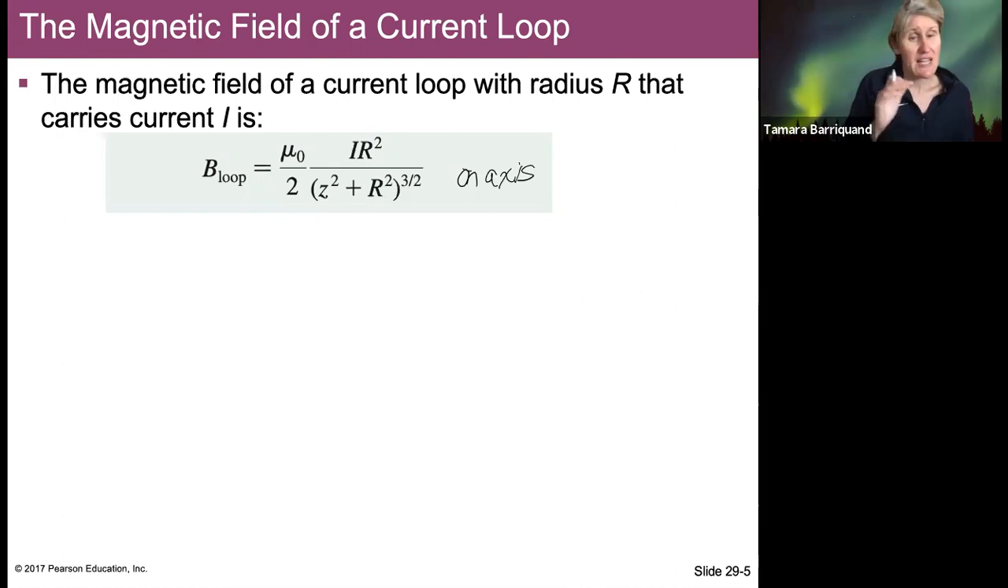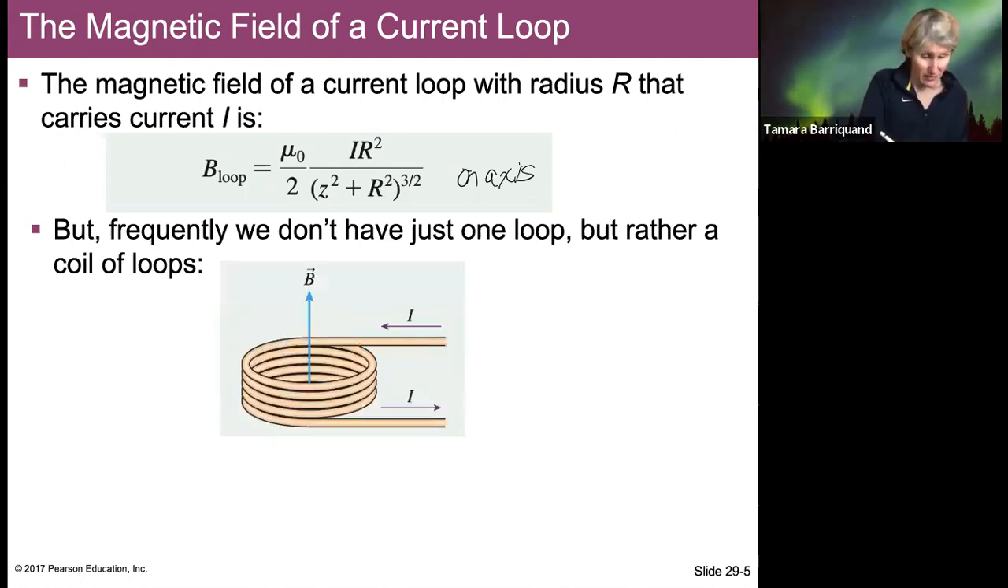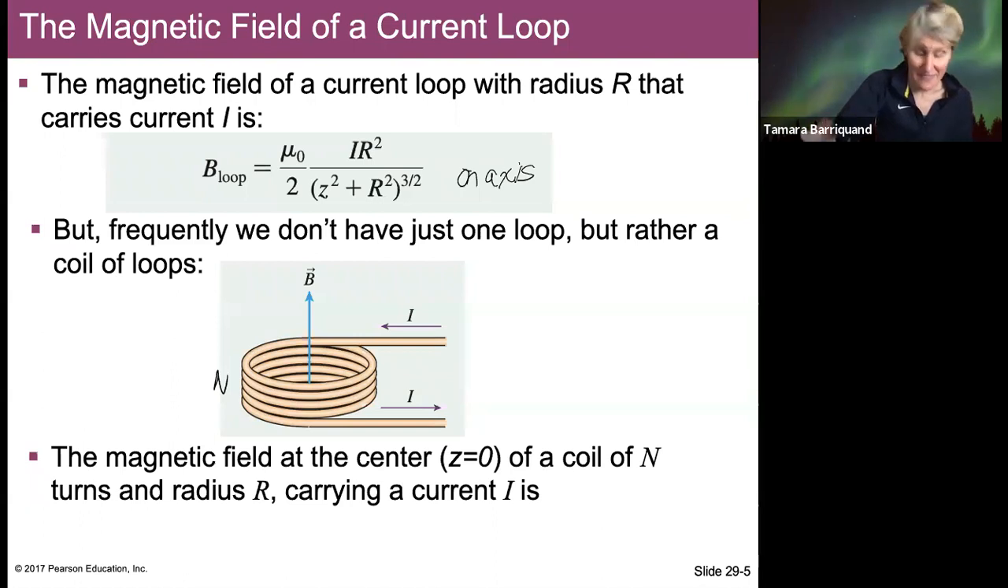Now, another thing that's interesting is that frequently, we don't have just one loop, but rather a coil of loops. So it would look something like this, where we would have a coil of loops. Let's say we have a total of n loops. So the magnetic field at the center, where z equals 0, means this term would go to 0. And we have n terms, so we're just going to multiply this whole expression by n.